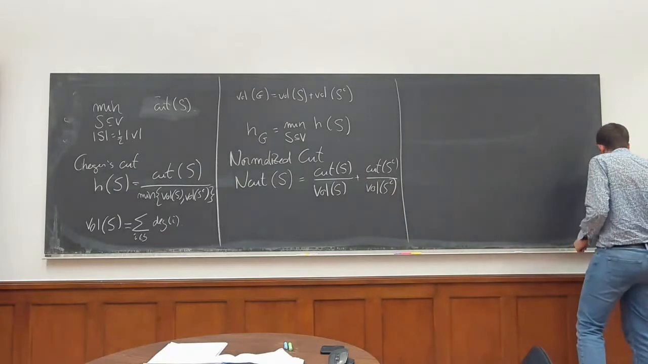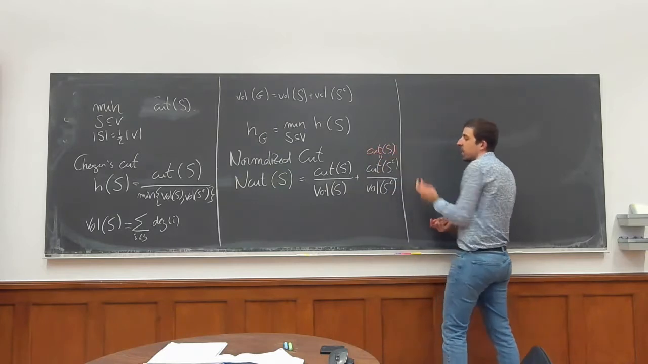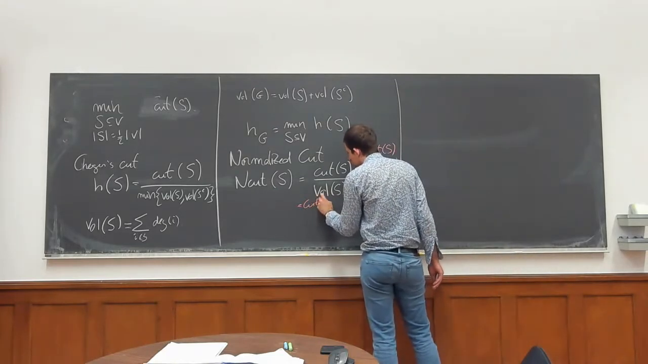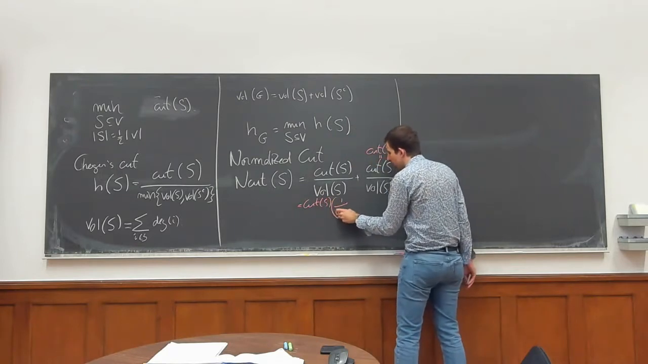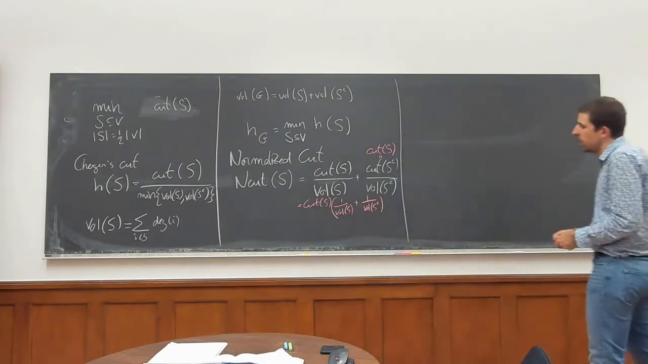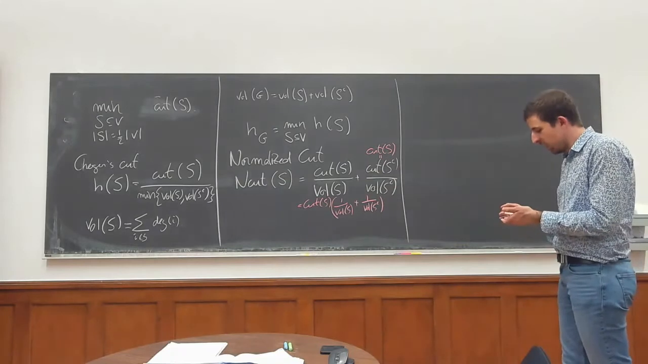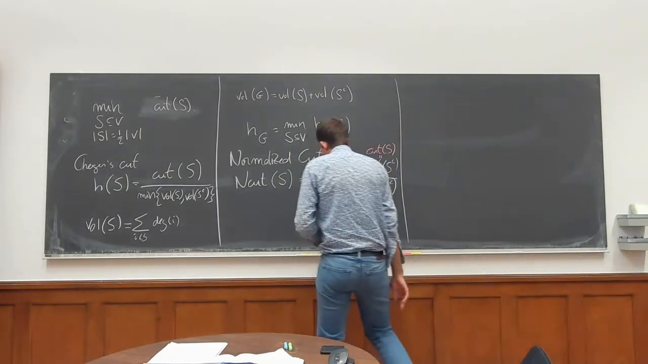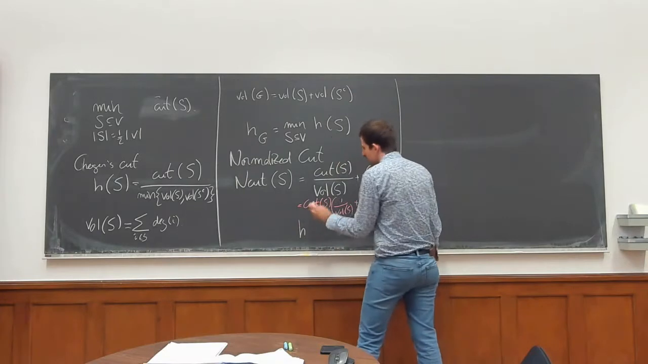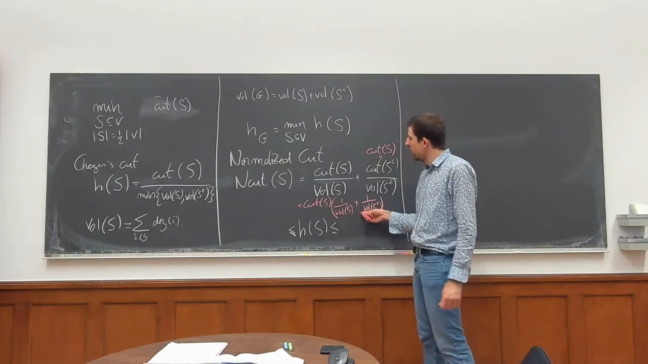Now notice that, of course, cut of S and cut of S complement are the same thing. So this is exactly the same as just saying that this is cut of S times 1 over the volume of S plus 1 over the volume of S complement. In particular, from this, it becomes completely obvious that this is very related to the Cheeger constant, because this could be at most double. So I want to understand, say, the Cheeger cut. The Cheeger cut is always smaller or equal than this.